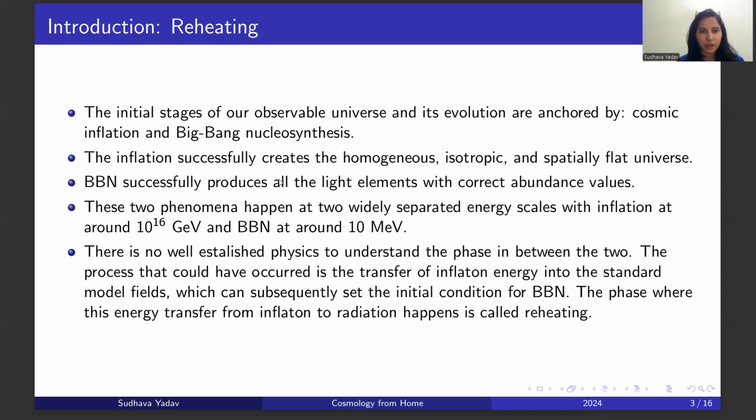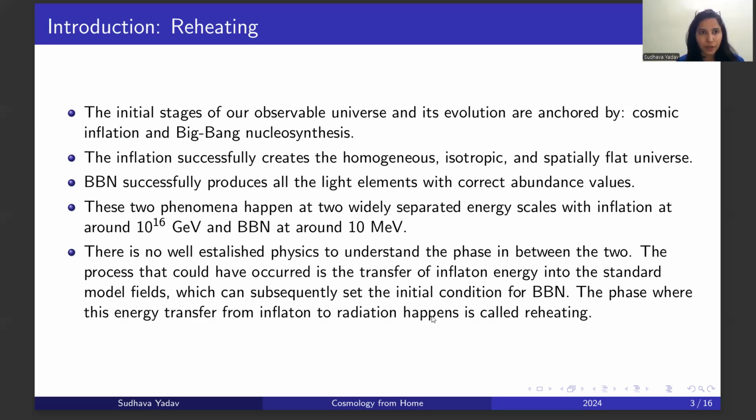These two phenomena actually happen at two separate energy ranges. The inflationary phase occurs at 10^16 GeV, and Big Bang nucleosynthesis happens at a lower energy scale, around 10 MeV. There is no well-established physics to understand the phase in between the two. The process that could have occurred is the transfer of inflaton energy into the standard model fields. The phase where this energy transfer from inflaton to radiation happens is called reheating.